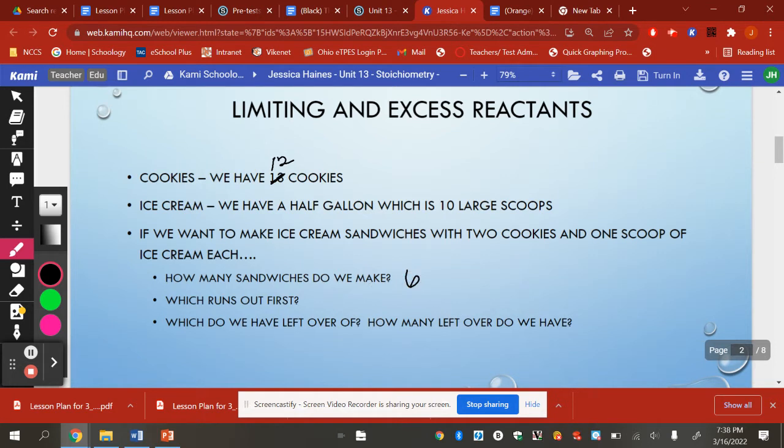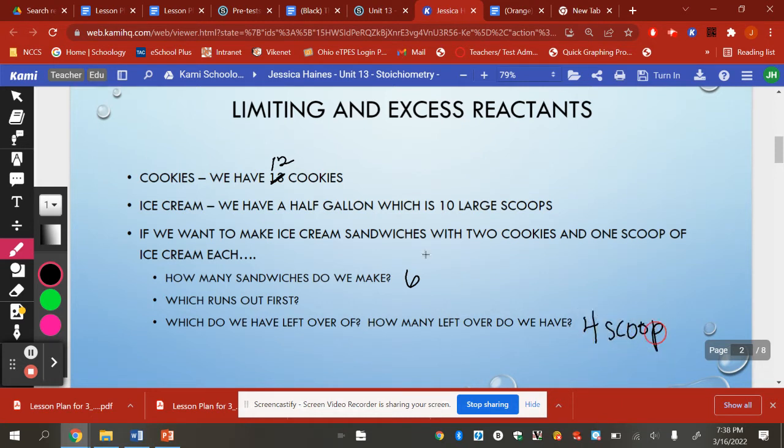We can't make 7 sandwiches. We don't have enough. We can't make 8 sandwiches. Which one runs out first? Obviously, the cookies run out first. Which do we have left over of? Well, we have scoops of ice cream left over. And how many do we have? If we only use 6 scoops for the 6 sandwiches, then we have 4 scoops left.